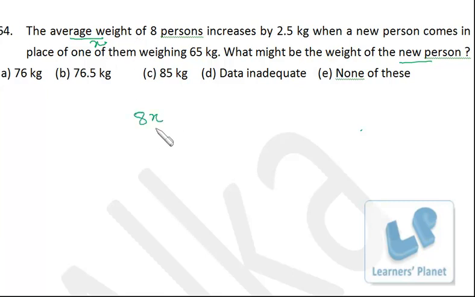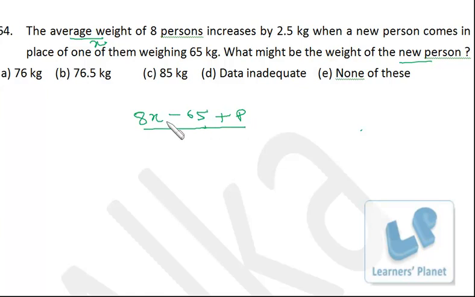So the total weight of the initial team is 8x. Now out of this total, one person whose weight is 65 is leaving, so I deduct 65. Now this is the total weight of the remaining 7 persons. Now for the new person, I assume his weight is P kilograms. Now he is joining, so this is the new total of the team of 8 persons.